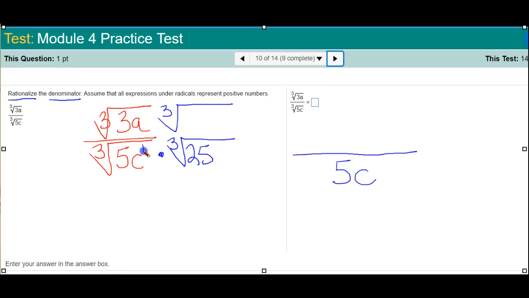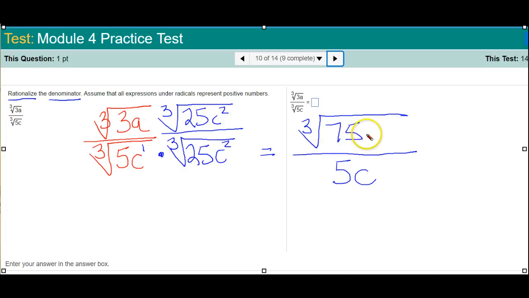And then this is c to the first, so I have to multiply it by c to the second. So now this becomes c to the third, and the cube root of c to the third is c. Now, I'm allowed to multiply anything by 1, and the form of 1 I'm using is 25c squared, the cube root of that over the cube root of that. So this is just a 1. But now I have to multiply my numerator, and I get the cube root of 3 times 25, which is now 75, c to the second. So I have rationalized my denominator.